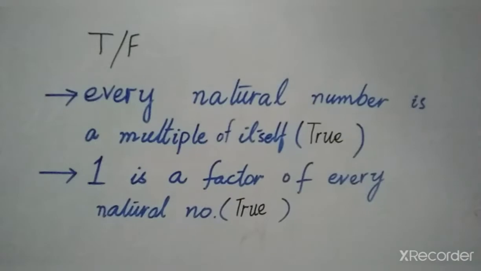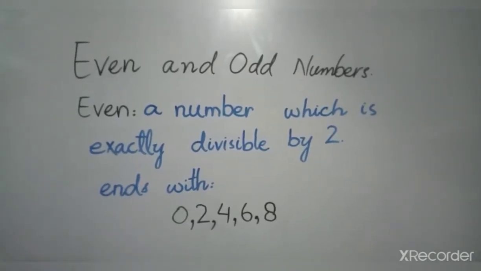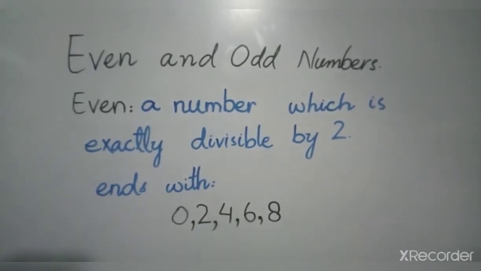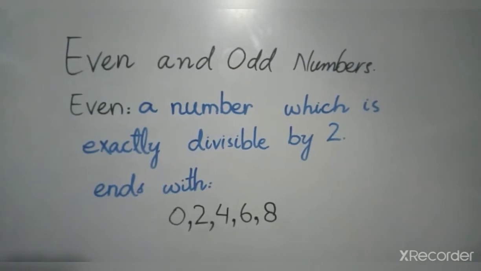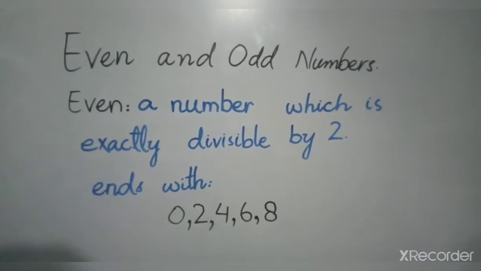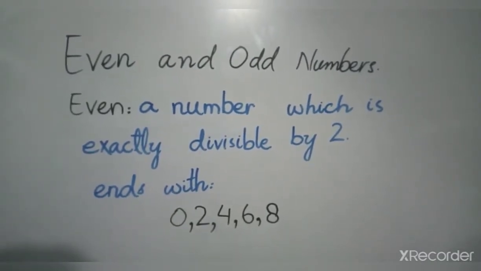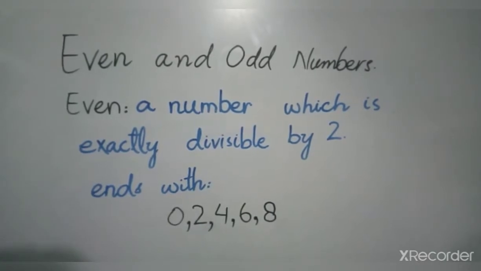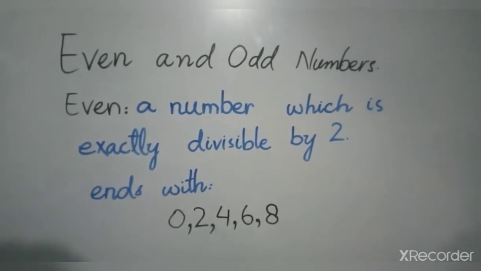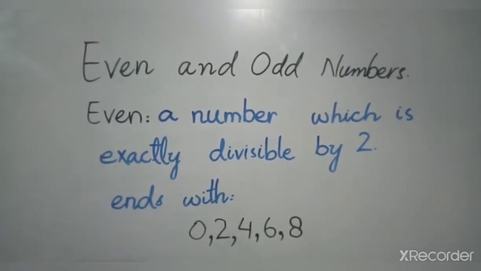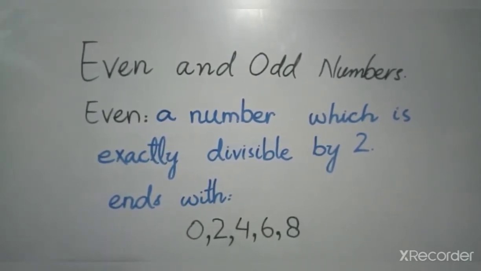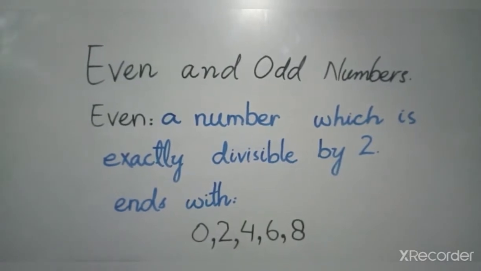Now, let's move further. Here is our next topic, even and odd numbers. First, we will see the definition of both. Then we will do exercise related to this. Let's see what is even number. A number which is exactly divisible by 2. If any number is ending with 0, 2, 4, 6 or 8, then these types of numbers are referred to as even numbers. It means all the even numbers are the multiples of 2. They are divisible by 2 also and they are multiples of 2 also.